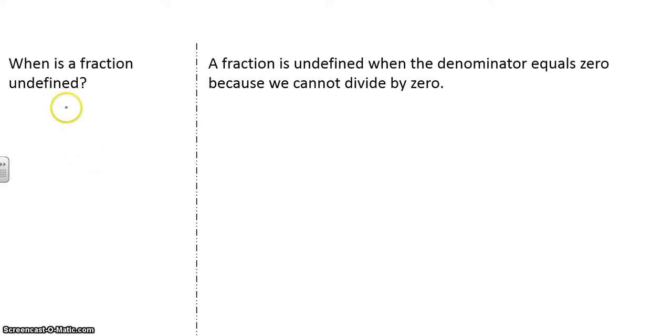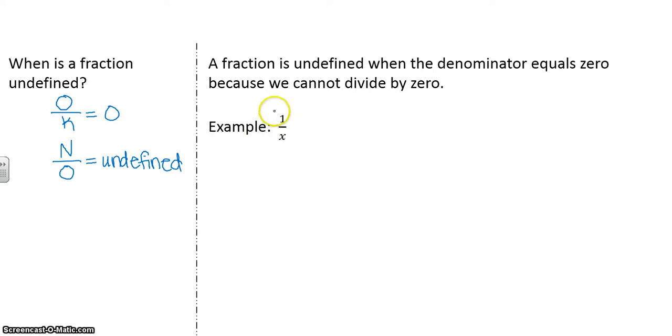And so I don't know if I've shown you guys this before, but remember that it is okay to have a 0 in the numerator because 0 divided by a number is going to equal 0. So that's okay. But it is not okay to have a 0 in the denominator because you cannot divide by 0. This is when a fraction is going to be undefined. Okay, so a fraction is undefined when the denominator equals 0.